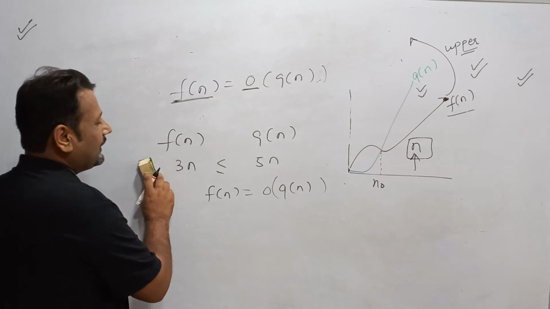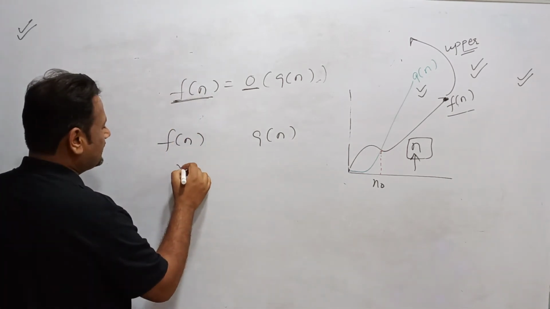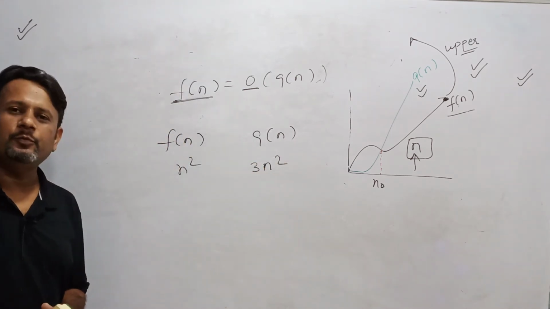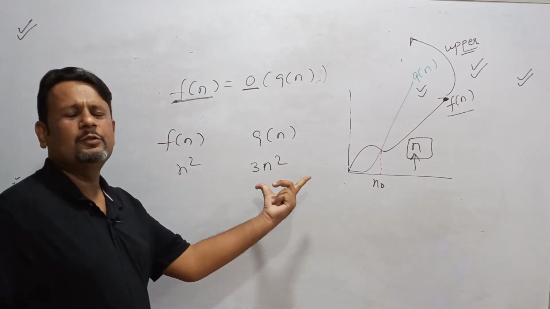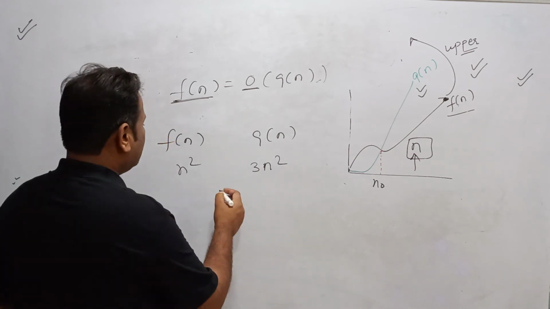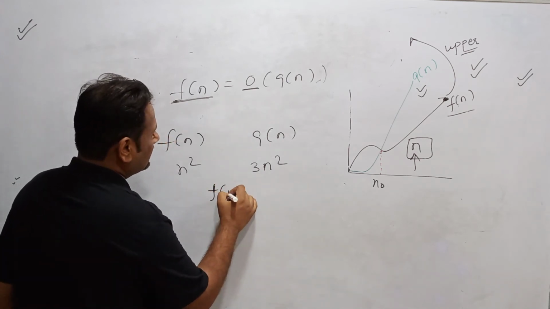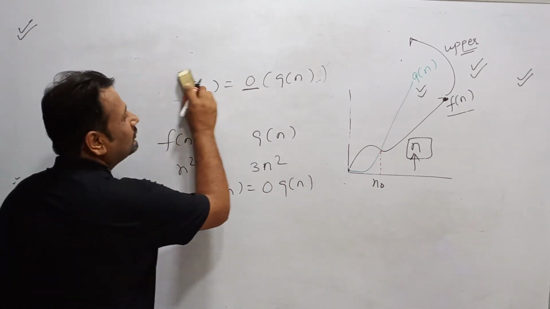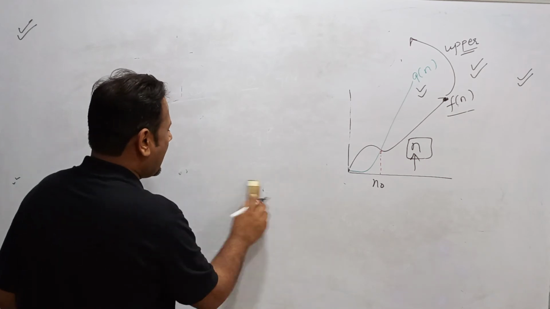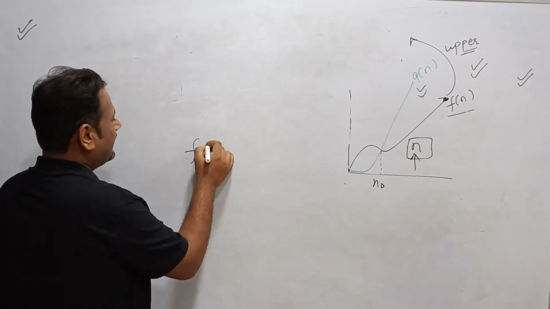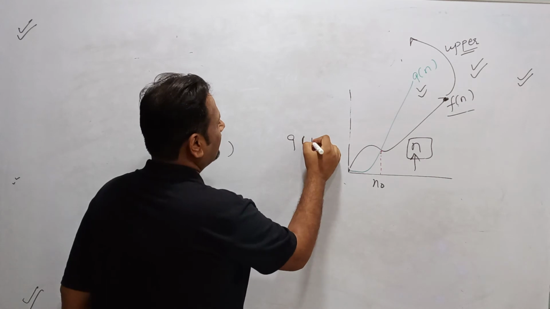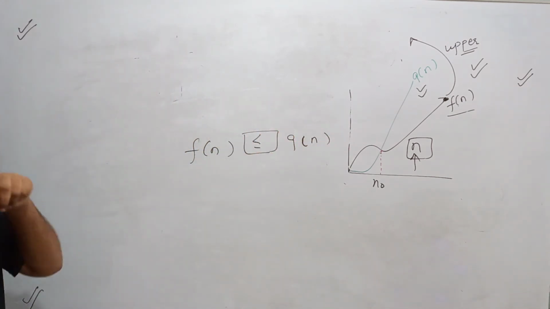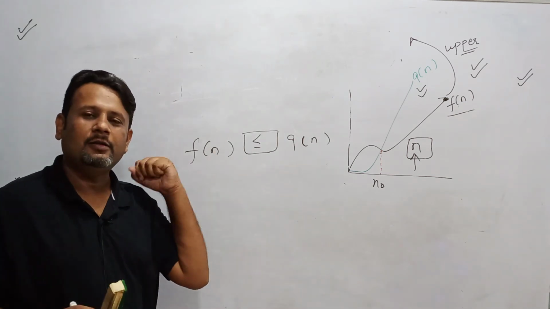Straightforward. Now if I take another example, f(n) = n square, g(n) = let's say 3n square. Do I need to prove anything? No. n square is always going to be less than 3n square. Directly I can write f(n) is equal to big O g of n. That means whenever two complexities are given and you need to find a relation between f(n) and g(n), this is a less than or equal to relationship.